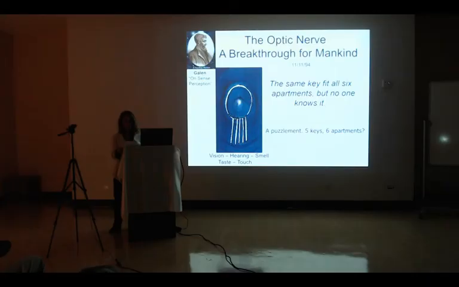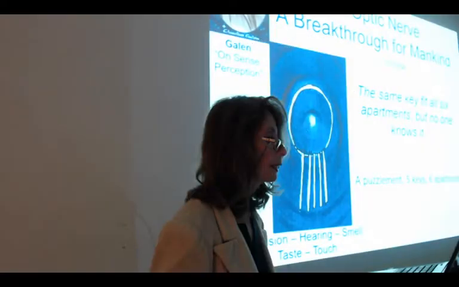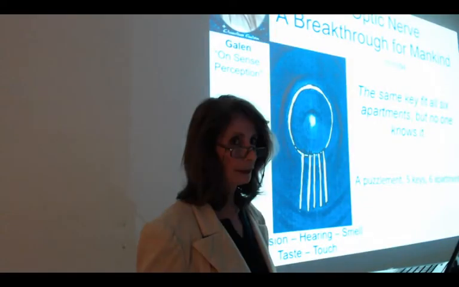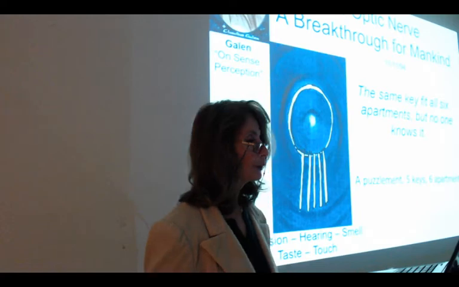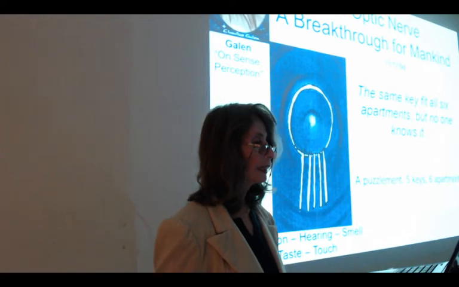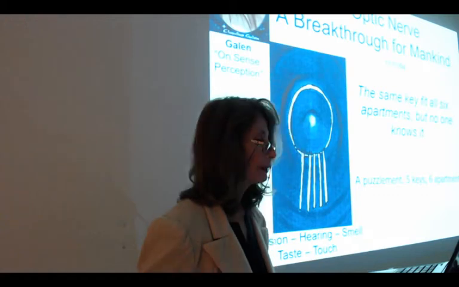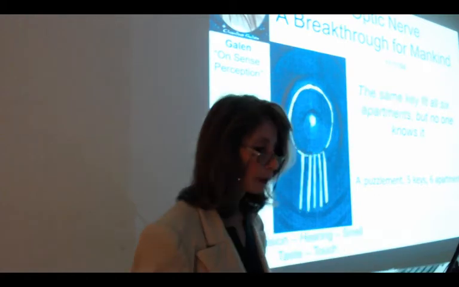So now begins the first dream, which came through on 11/11/1994. A deceased friend, a Uranian astrologer, had appeared in a dream, and he said he was working on a breakthrough for mankind, the optic nerve. That dream image was described as a key ring, and the message in the dream was the same key fit all 6 apartments. Well, the key, but no one knows it. That was also part of that message. No one knows it.